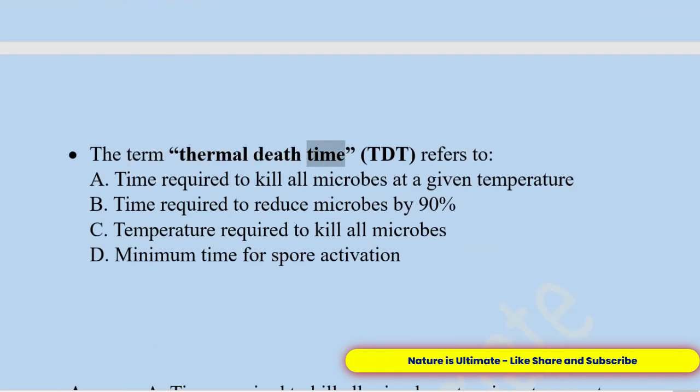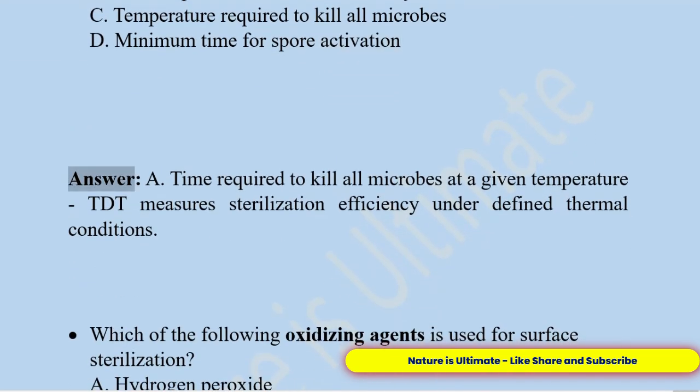The term thermal death time, TDT, refers to: A. Time required to kill all microbes at a given temperature. B. Time required to reduce microbes by 90%. C. Temperature required to kill all microbes. D. Minimum time for spore activation. Answer: A. Time required to kill all microbes at a given temperature. TDT measures sterilization efficiency under defined thermal conditions.